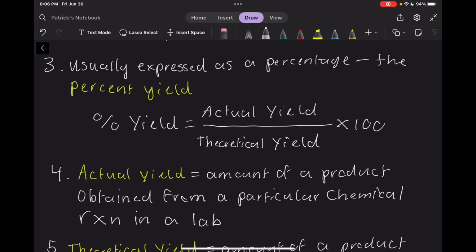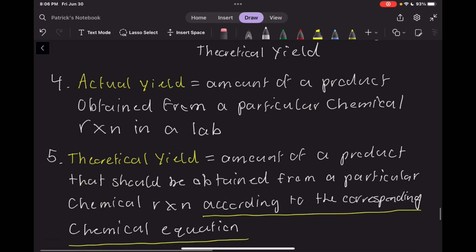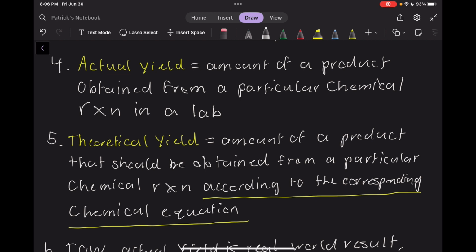Let's define these terms. The actual yield is the amount of a particular product obtained from a chemical reaction in a laboratory setting. We're talking about real-life chemical reactions, not the sort expressed by chemical equations. Picture a chemist in a lab mixing chemicals together and trying to obtain some new chemical. How much of that new chemical is produced is the actual yield. On the other hand, the theoretical yield is the amount of a product that should theoretically be obtained from a chemical reaction according to the corresponding chemical equation.